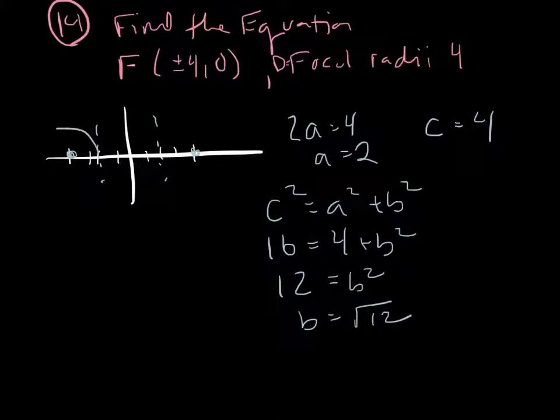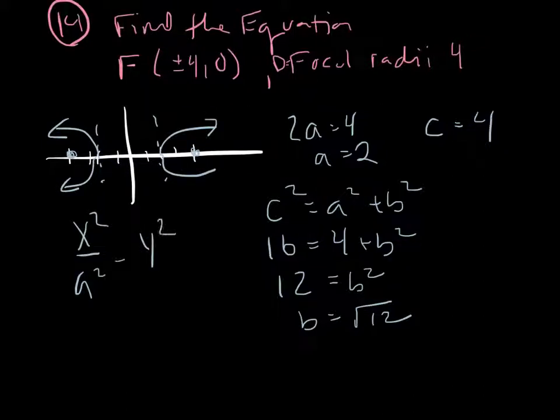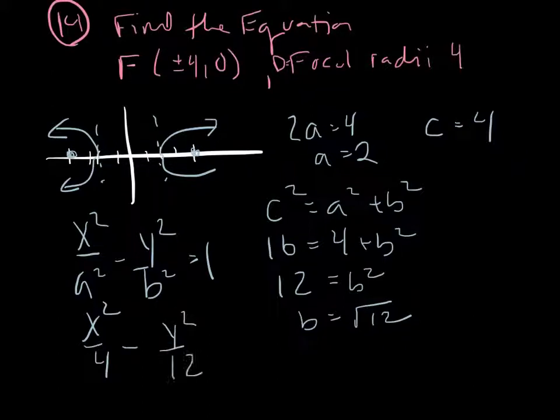Which we don't really need to know because we know it opens left and right. So I know it's x squared over A squared minus y squared over B squared equals 1. And I know A squared is 4, B squared is 12, equals 1. Alright, and so that's the answer they're looking for. Okay, we're going to look at 16 now.